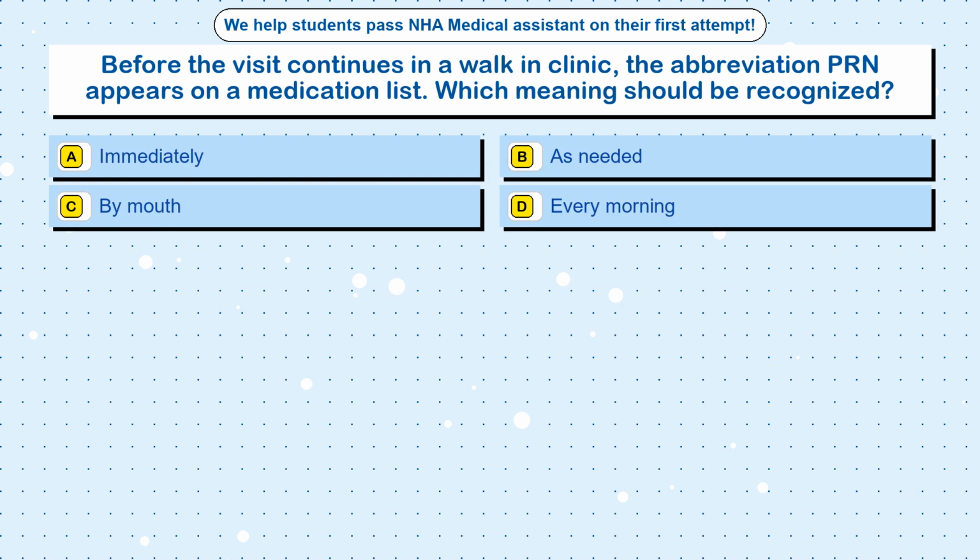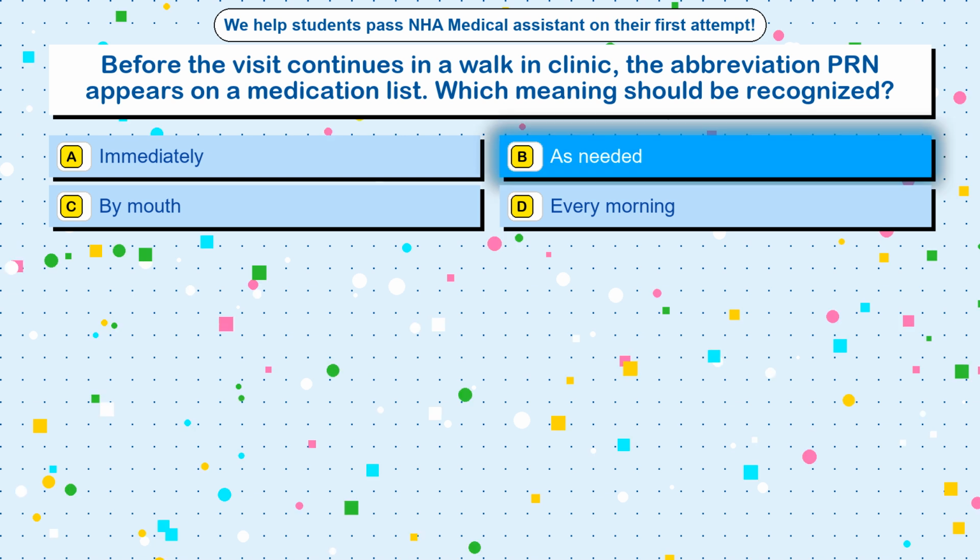Question 49. Before the visit continues in a walk-in clinic, the abbreviation PRN appears on a medication list. Which meaning should be recognized? Option A, immediately. Option B, as needed. Option C, by mouth. Option D, every morning. The correct answer is option B, as needed.